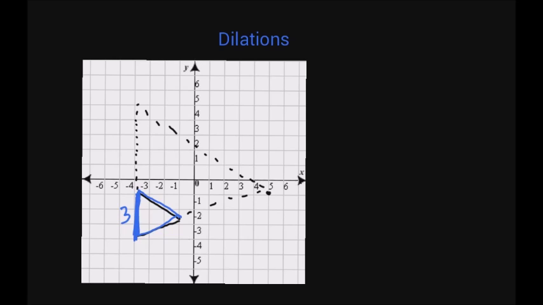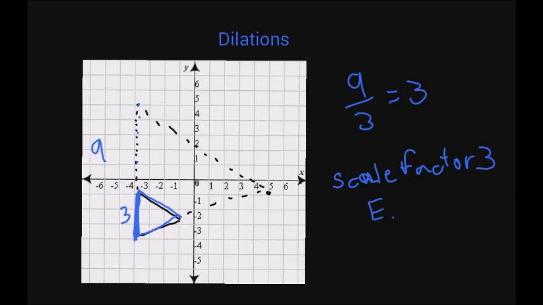So if we look at the dashed one, which includes the solid line, we've got 3, and then 4, 5, 6, 7, 8, 9. So it's 9. We started at 3, we went to 9, so we just make a ratio out of that. 9 over 3. Reduce that down to 3. 9 divided by 3 is 3. So the scale factor is 3, which makes it an enlargement.